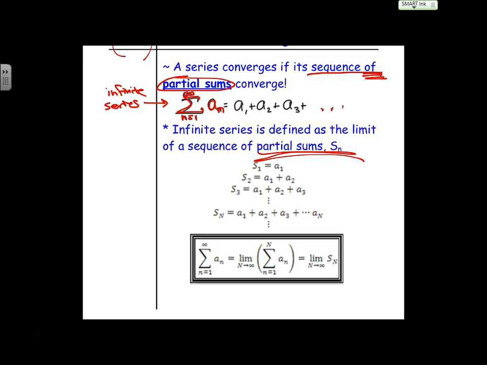Is there a difference between little n and big N? Little n is technically talking about the nth term of the sequence, and big N is talking about the nth partial sum. They're just trying to keep them as separate as possible. Does that make sense?